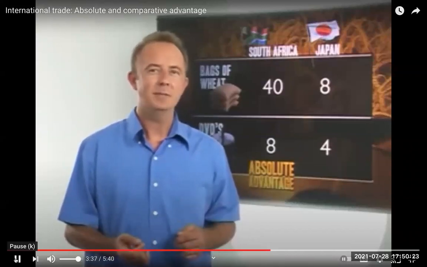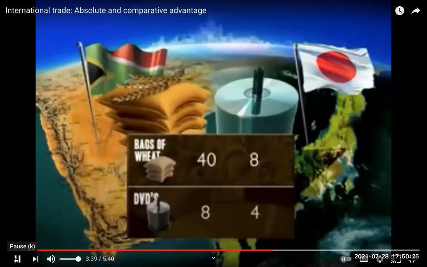Let's see why. Remember that each country must decide how to allocate its resources. In a simplified example, if South Africa concentrates all of its resources on DVD production, it can make 8 DVDs. But this means losing out on the wheat. And if they focus all their efforts on wheat production, they can produce 40 bags, while sacrificing any DVD production.